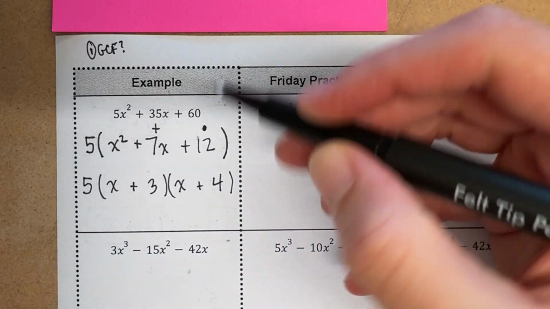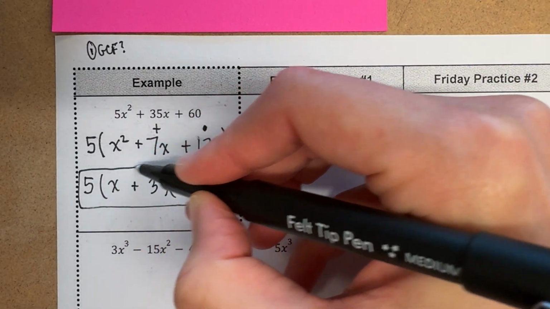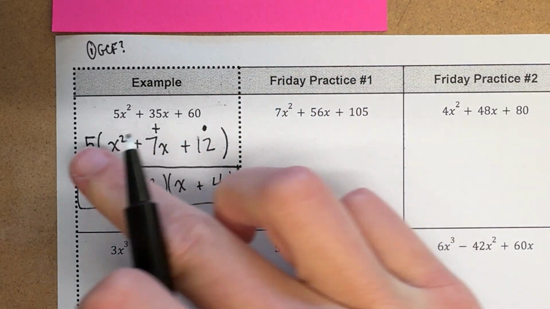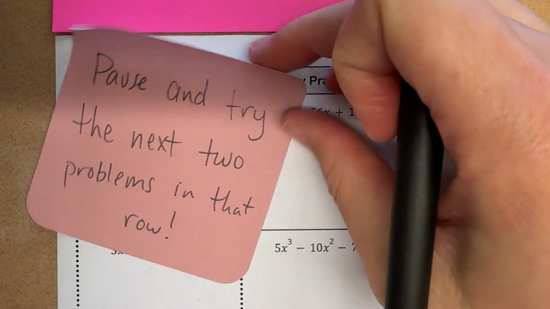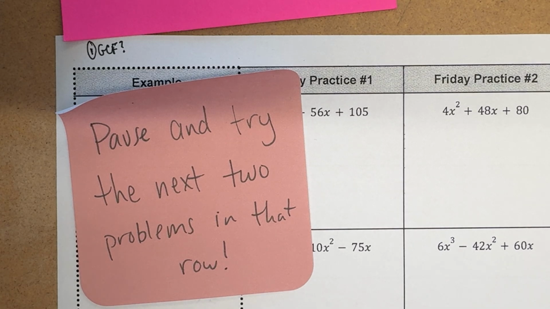Okay, so GCF first, and then factor the other part. And remember, I had to bring down this GCF too. That was part of my answer. Go ahead and pause and try the next 2 problems in that row.